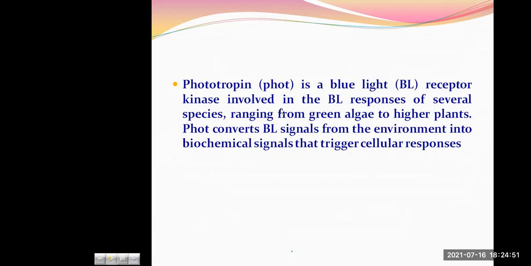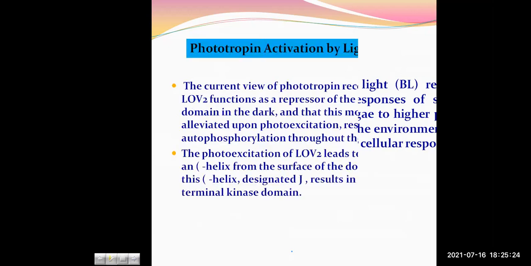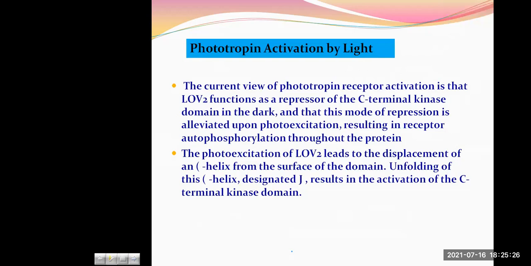Blue light means that from the visible spectrum we have seven wavelengths: violet, indigo, blue, green, yellow, orange and red. These phototropins usually respond to the blue wavelength of light, and phototropin converts blue light signals from the environment into biochemical signals. That is, a biochemical signal is created in the plant system, and as a response, cellular responses are created in the plant. Phototropins are activated by light.